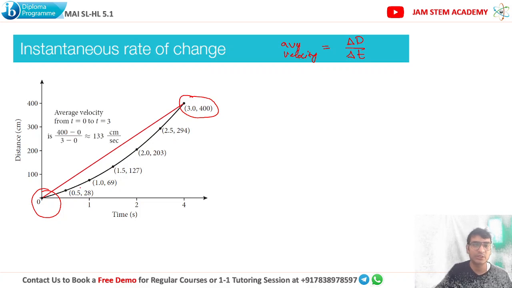So we can use average velocity for t equal to 0 to t equal to 3, which comes out as y2 minus y1 over x2 minus x1, change in value of y over change in value of x. So that comes out as 133. Now let's reduce this interval.